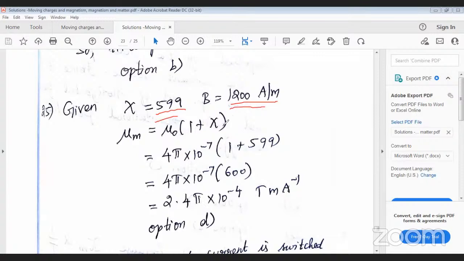So mu m equal to mu naught into 1 plus chi. The mu naught value is 4 pi into 10 power minus 7, into 1 plus chi. Chi value is 599, so 1 plus 599 makes it 600. When you simplify this, you will get 2.45 into 10 power minus 4 tesla meter per ampere. This is option D. Simple solution. You have to just substitute the various parameters in the equation and you can find the solution.